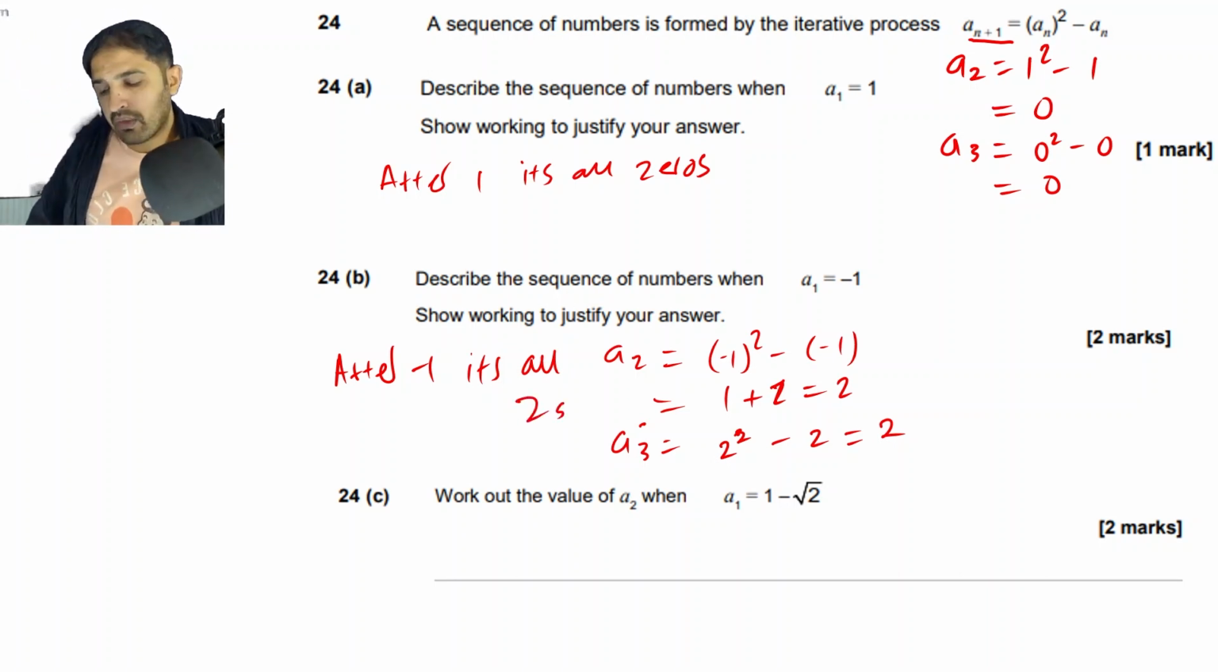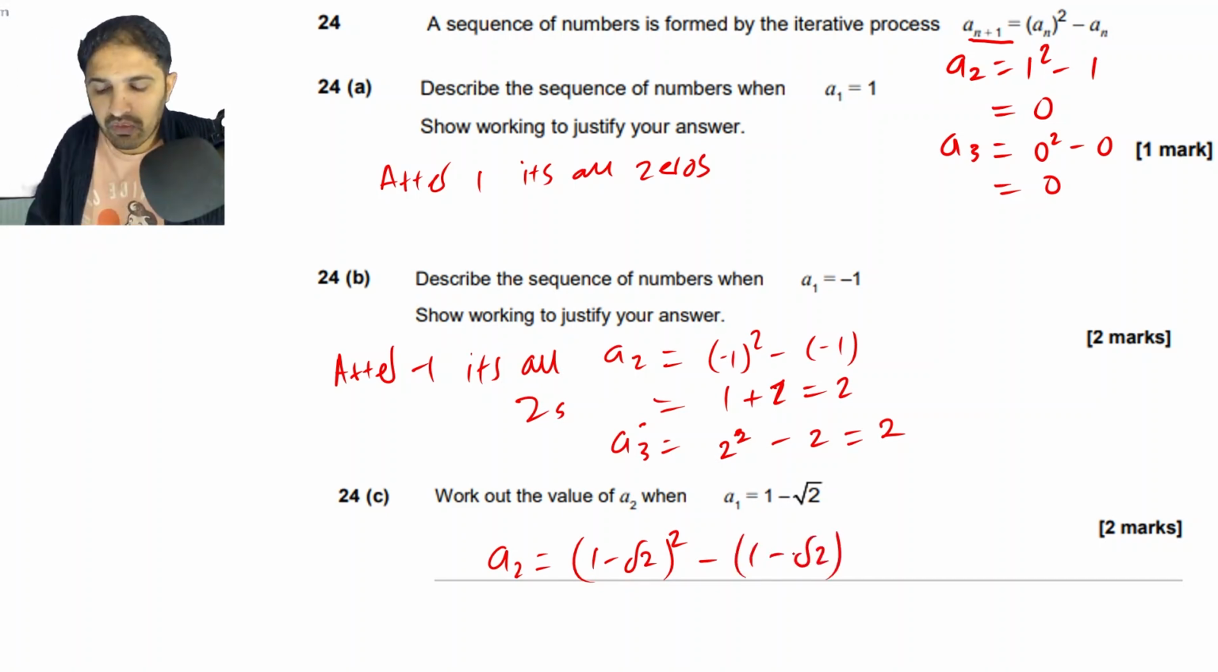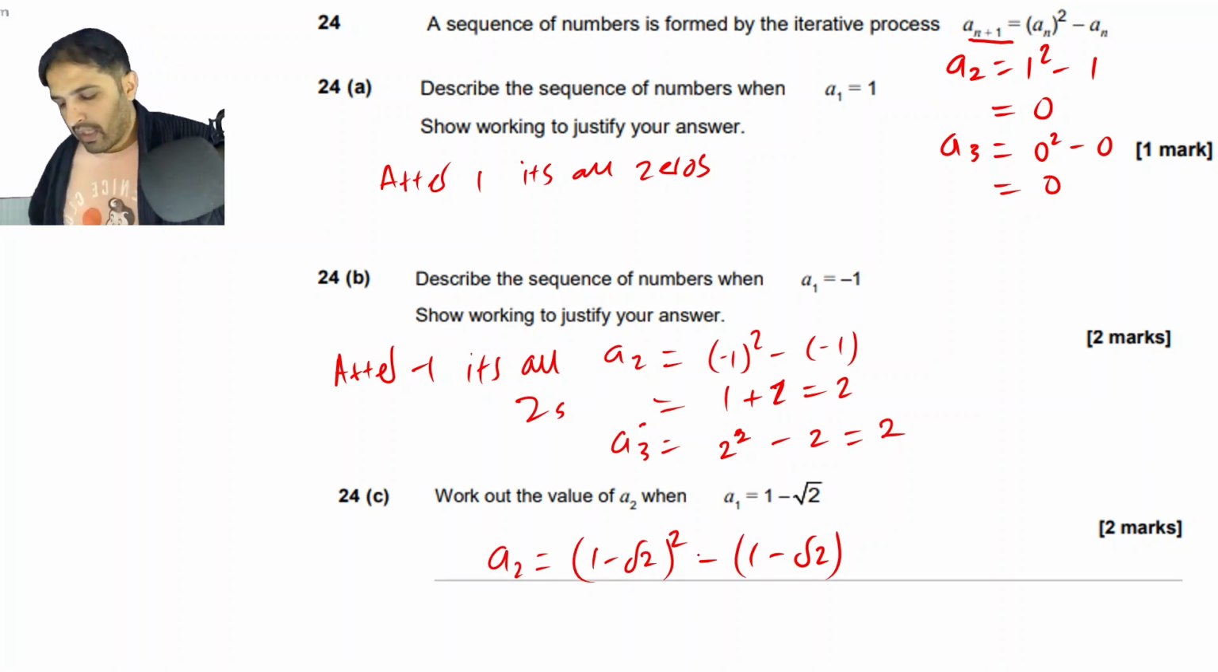And then work out the value of a2 when a1 is 1 minus root 2. Okay, so a2 would be a1 squared, so 1 minus root 2 all squared minus 1 minus root 2. I'm going to use the brackets around that as well because there's a negative and the negative outside. Okay, so we need to first do the square of this, 1 minus root 2 squared. I'm going to use this empty space here to work that out.